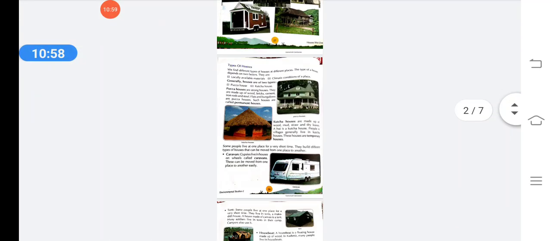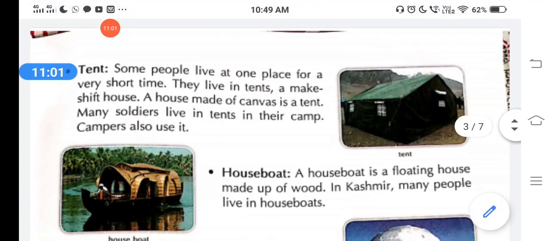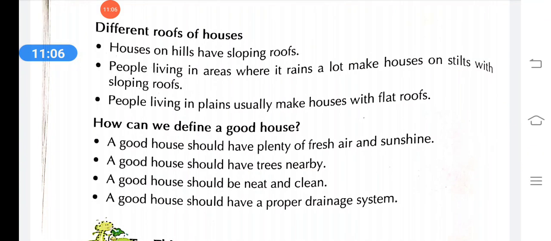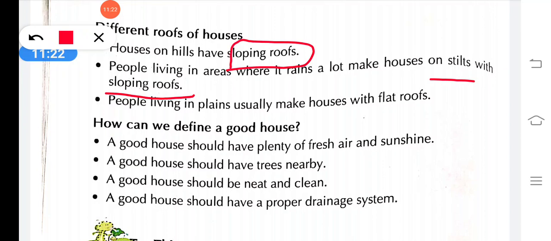Now move to our topic. Houses on hills have sloping roof. People living in areas where it rains a lot make houses on stilt with sloping roof. So people who live in hilly areas build houses with sloping roof, and also people who live in an area where it rains a lot, they also build houses with sloping roof. Okay.